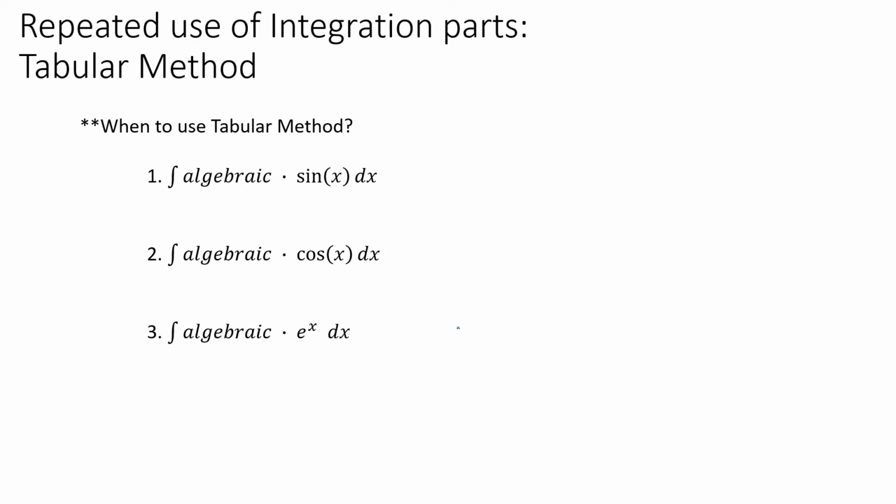The idea behind the tabular method is to organize using a pattern. The pattern is when the integral becomes repetitive. So like sine and cosine, they're going back and forth, rotating back and forth. Exponential function is another one of those cases, e to the x to e to the x, back and forth. So there are 3 cases. When you have algebraic times sine of x, algebraic times cosine of x, algebraic times e to the x, and these 3 scenarios we will use the tabular method to solve for integration by parts.